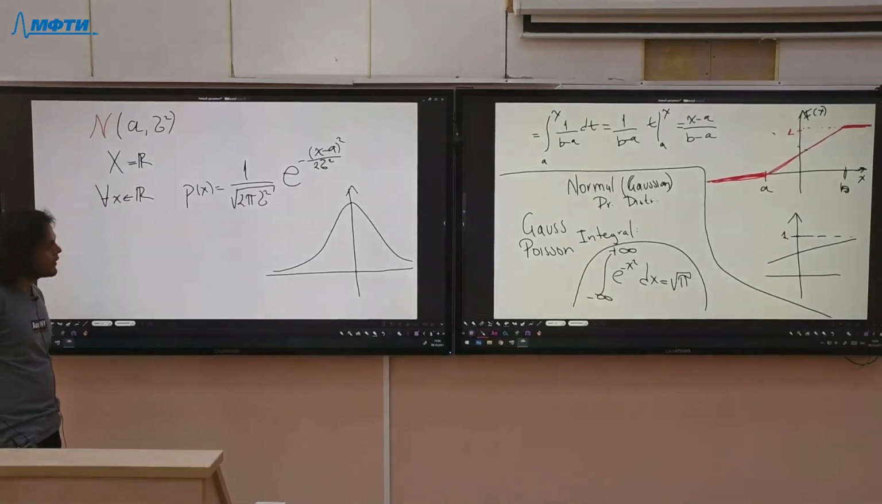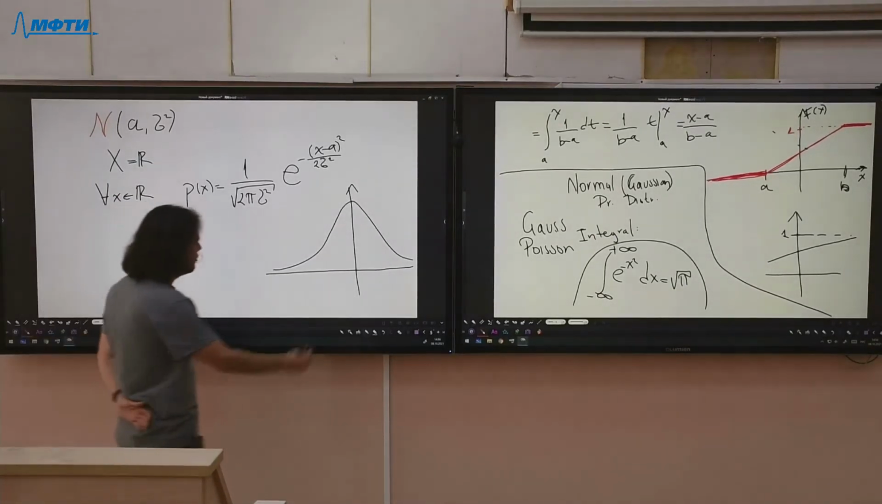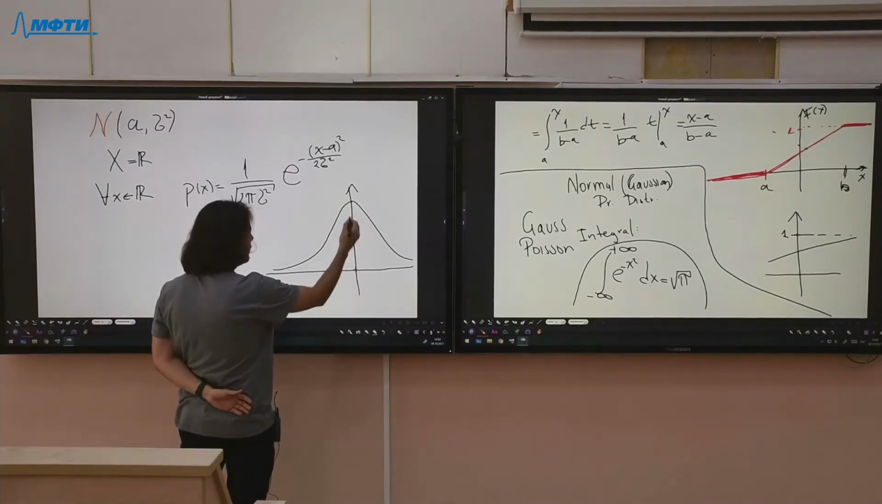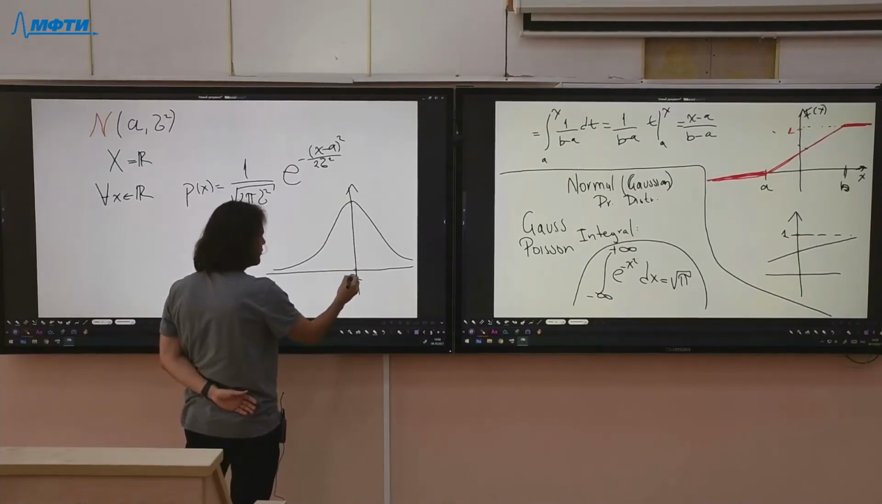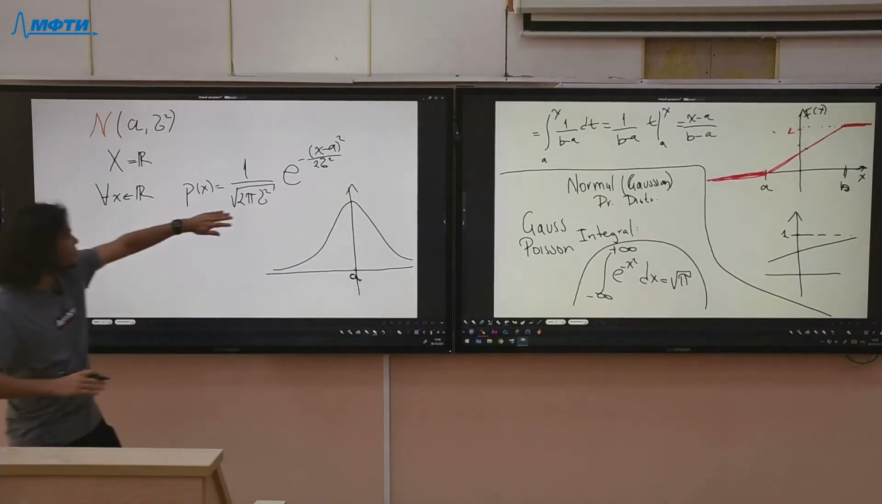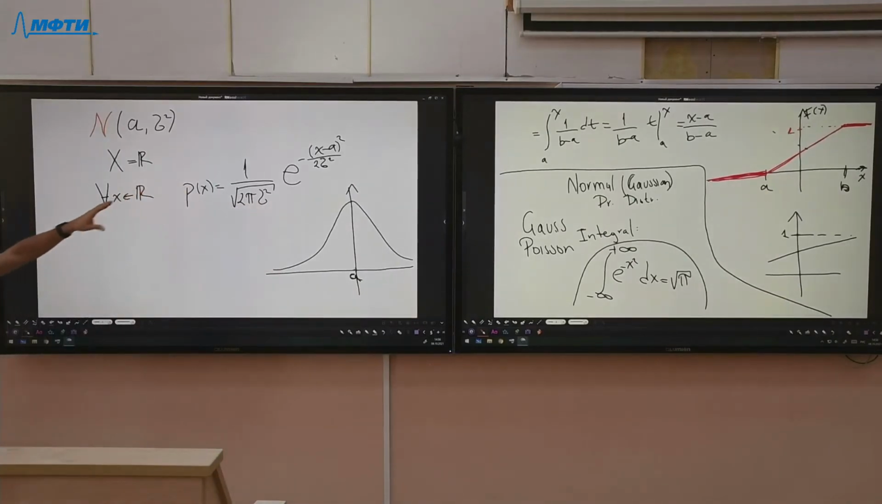Okay? What do we have here? So here is A. So this function, what do you need to know about this function? This function is even, right? So what does it mean that a function is even?